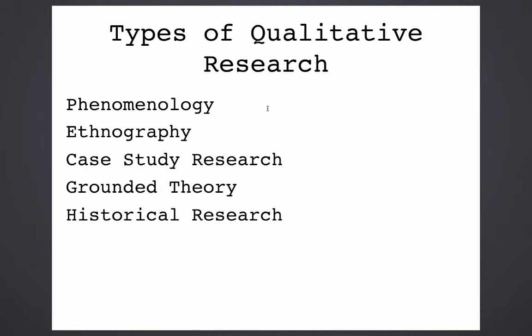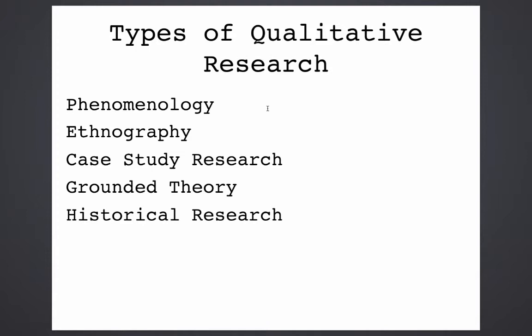Okay, types of qualitative research. Remember, qualitative research is about trying to describe and understand phenomena. So we begin by talking about phenomenology. Phenomenology is the study of individual's experience of a phenomenon. So you're trying to characterize a small, not even sample, but one or two or three, at most 5 or 6 people's experience of a phenomenon.